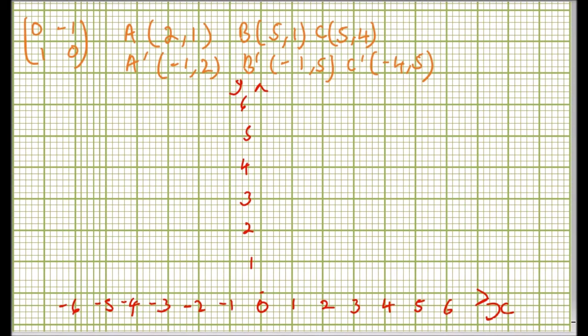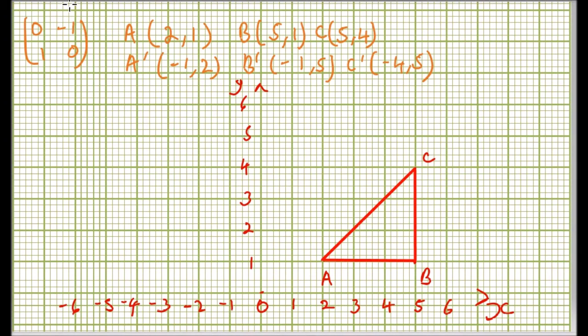So we plot our object. It is (2, 1), so that is our A. Our B is (5, 1), and this is our C. Now, we join the 3 points to come up with a triangle. So that is our triangle ABC.